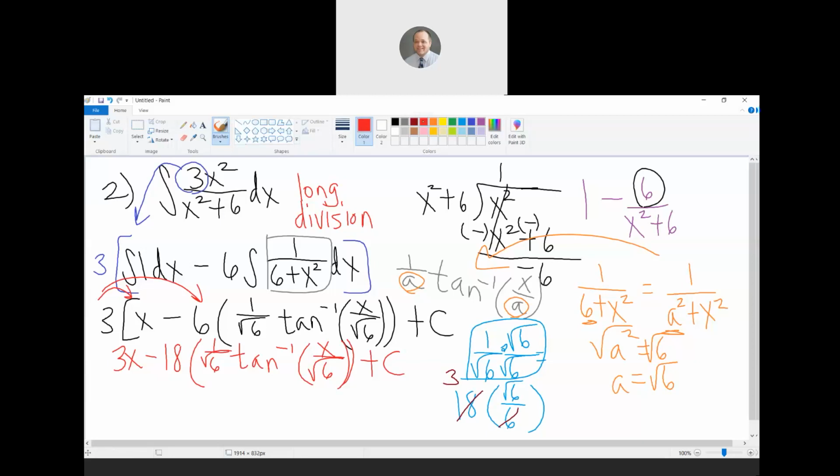So here's our final answer, all simplified. 3x minus 3 square root of 6 inverse tangent of x over square root of 6. That part you can leave like it is. You don't have to rationalize it. Plus c. I'll leave this up here for a second in case you're still jotting down the steps. Are there any questions about any of the steps?